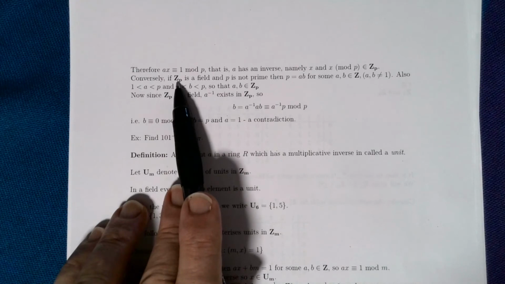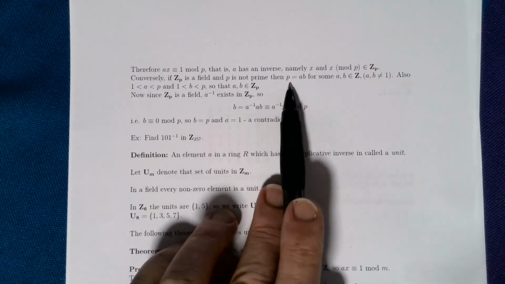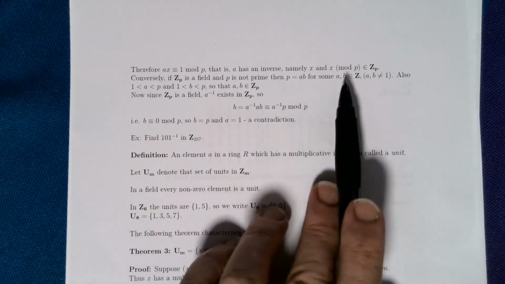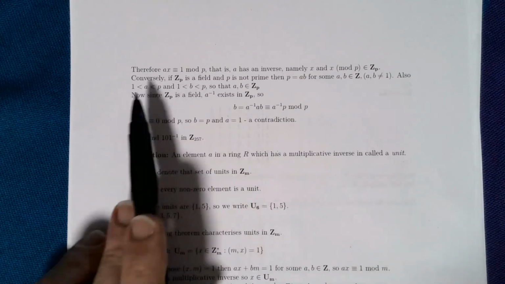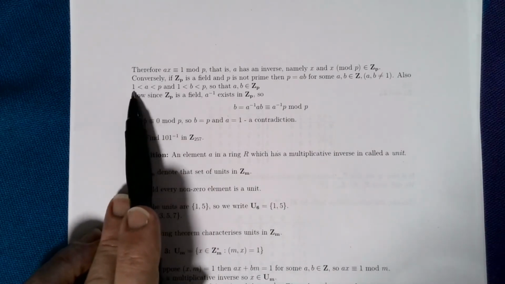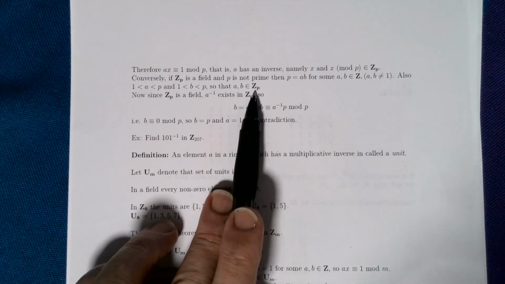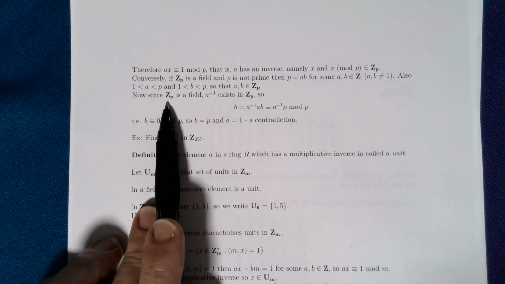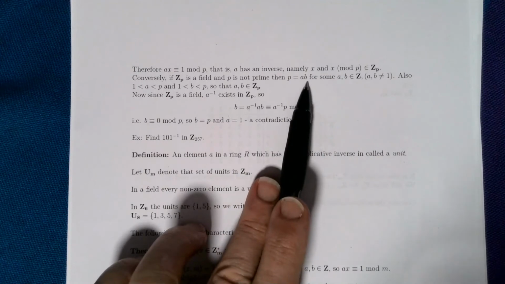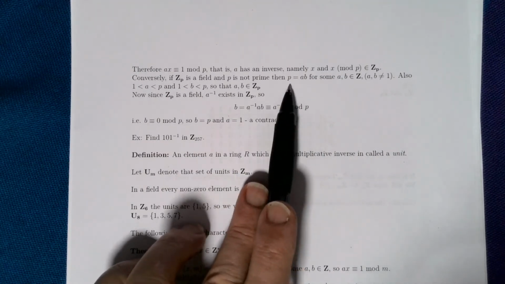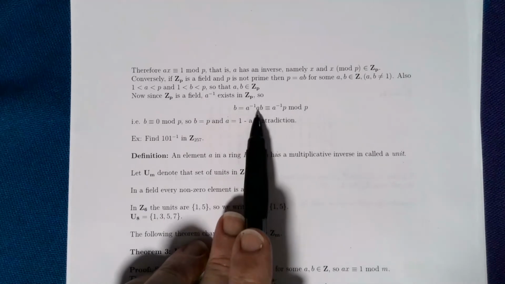Conversely, if ZP is a field and P is not prime, we'll try and get a contradiction here, then we can factorise P into A times B, where they are integers and neither of them is 1. Now also this A has to be somewhere between 1 and P, and B has to be between 1 and P. So A and B are in ZP. Now, since ZP is a field by assumption, then A inverse exists. So that means if my P is AB, I can get my hands on B by multiplying both sides of this by A inverse. So B is A inverse AB. But now AB is P.